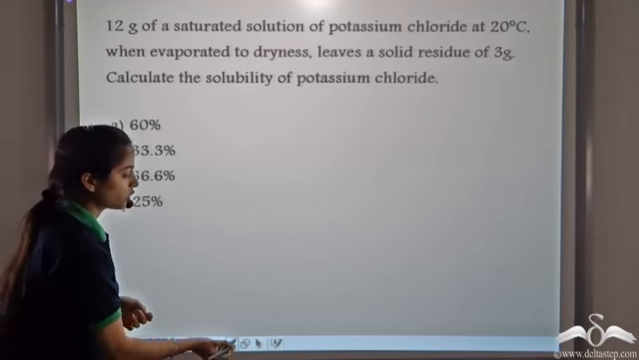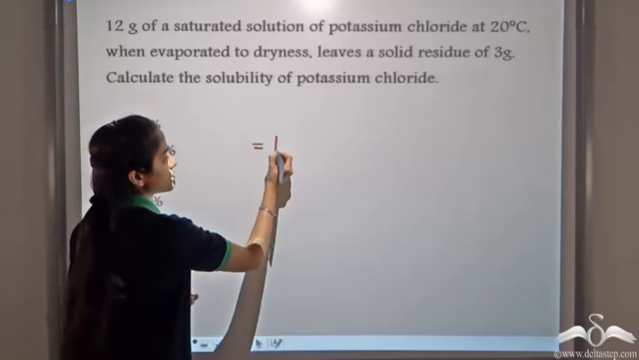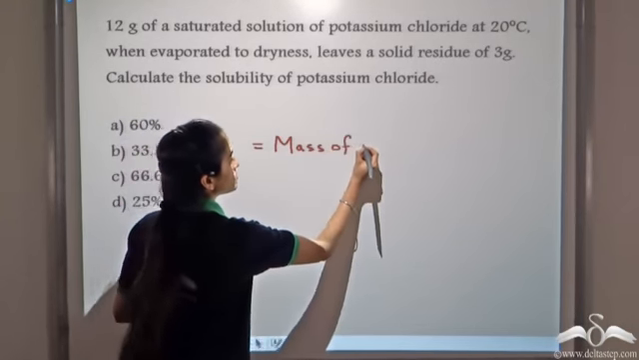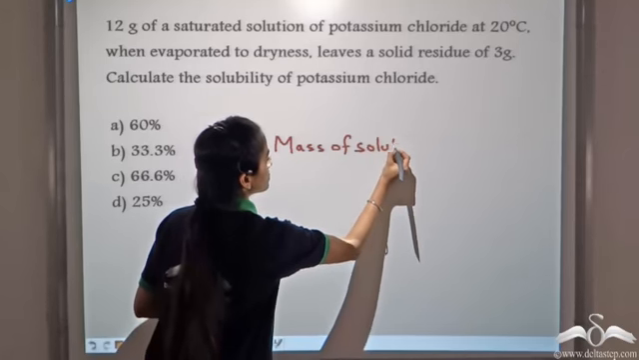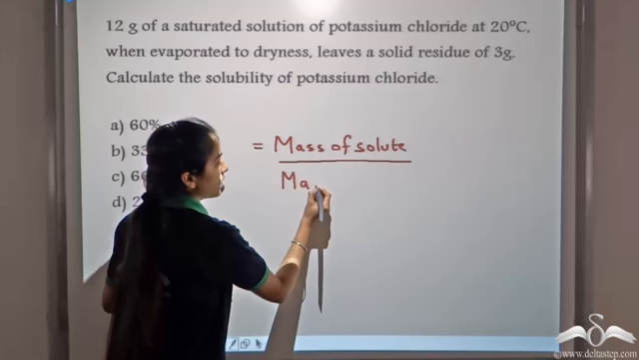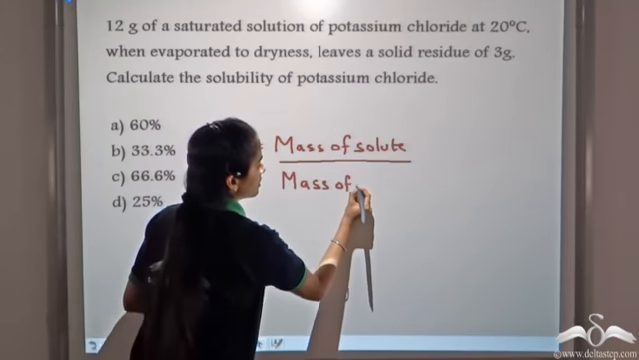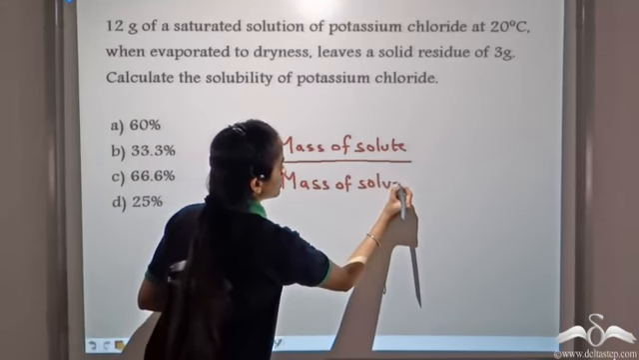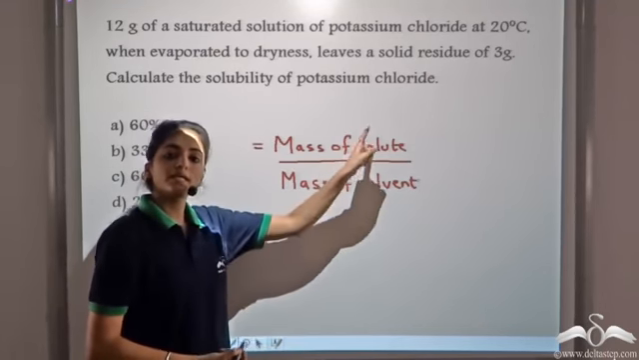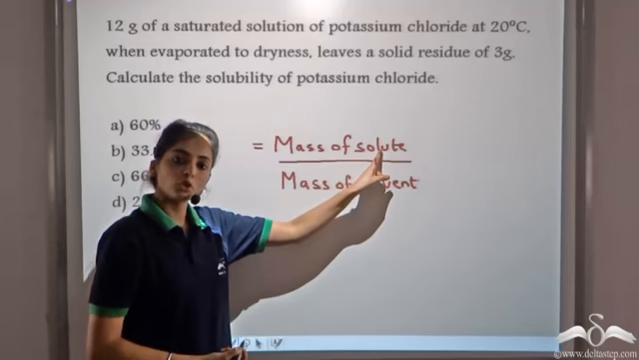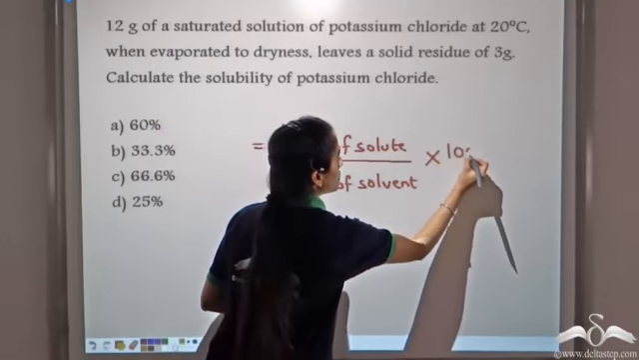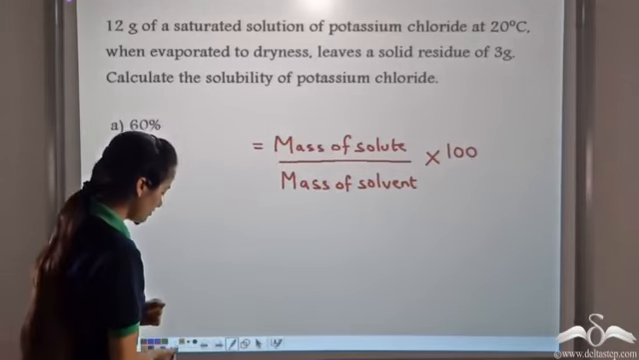So we know that solubility is the mass of solute by the mass of solvent. When we talk of solubility, we talk of the extent to which a solute dissolves in a particular solvent. So solubility is mass of solute by the mass of solvent into 100.